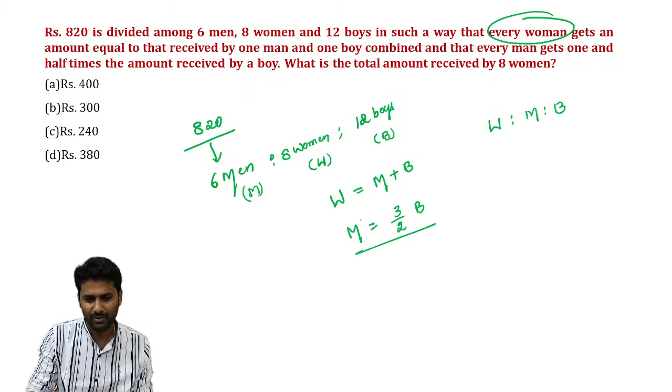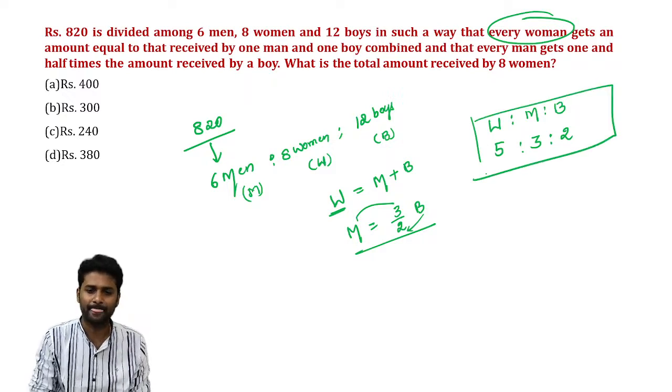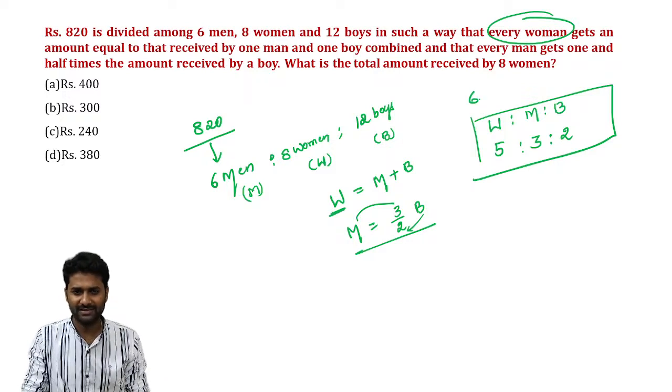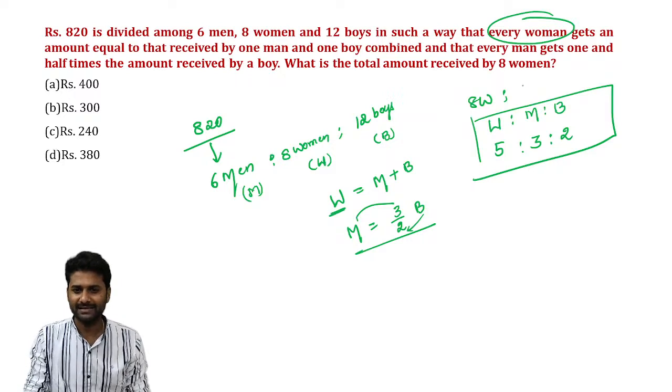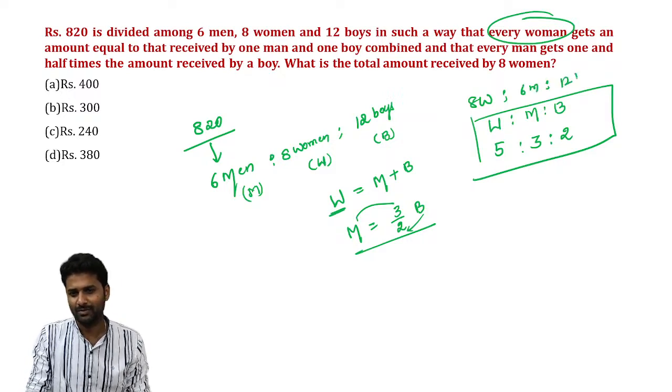Here you get the ratio. Man is 3 units, boy is 2 units. If you replace here, woman is exactly equal to 5 units. And you already know that we have 6 men. So how many women are there? 8 women, 6 men, and 12 boys.